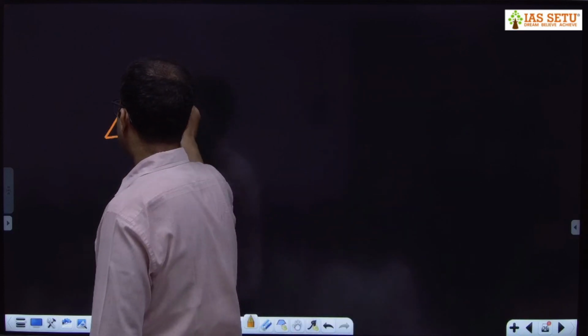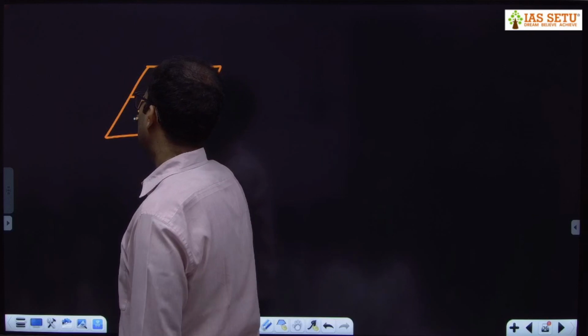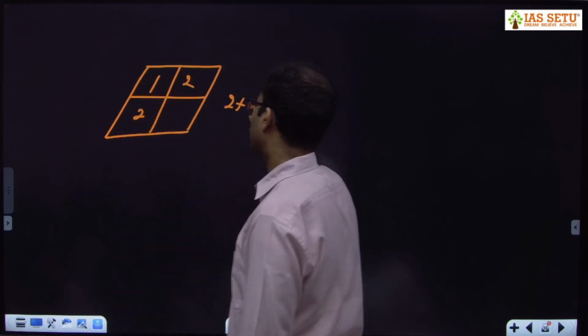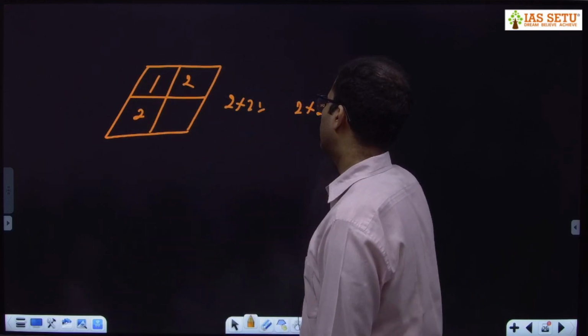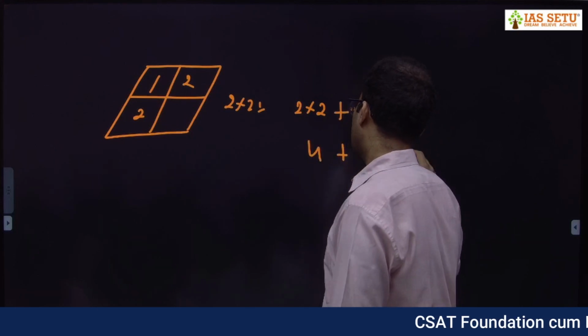Like here, if it is a 2 by 2 figure, which is very easy. How many rhombus are there? 2 into 2 plus 1 into 1 plus 0 into 0. So it is 4 plus 1, 5.